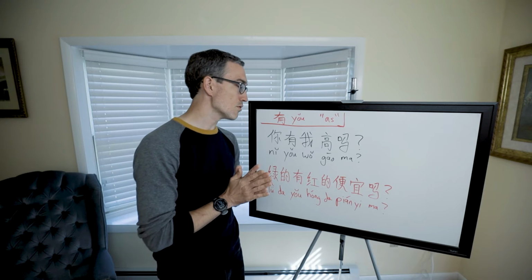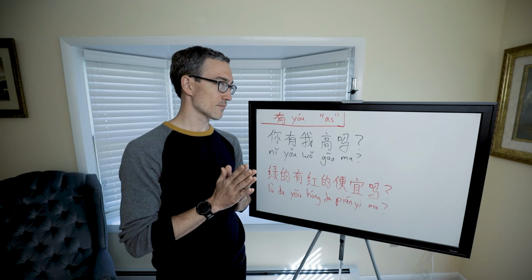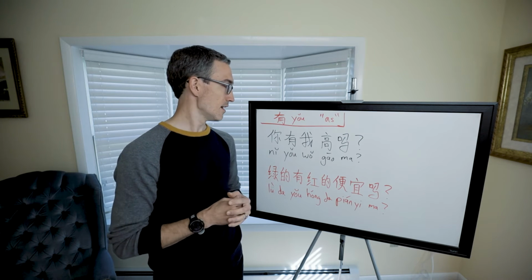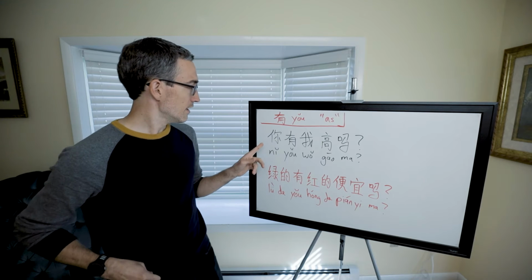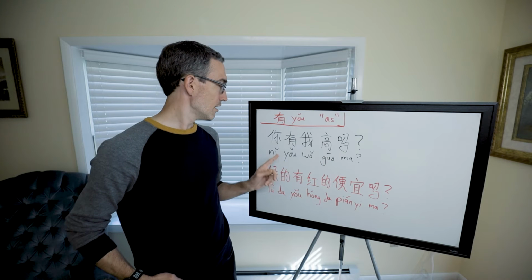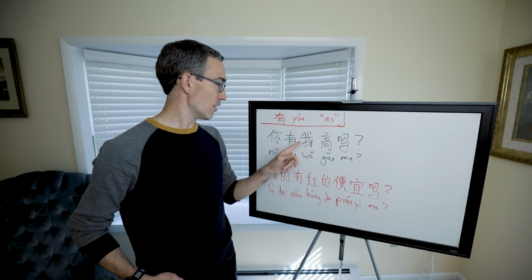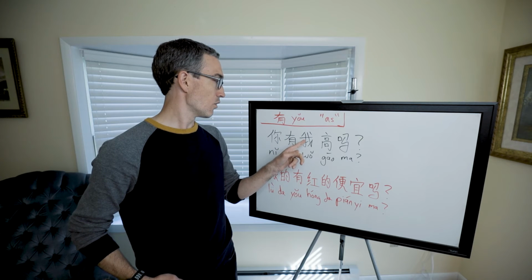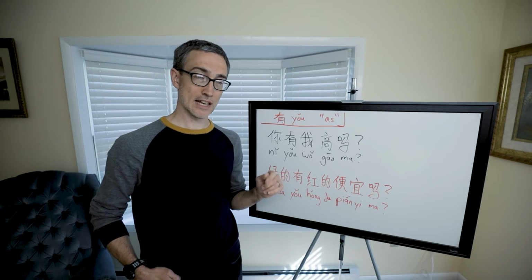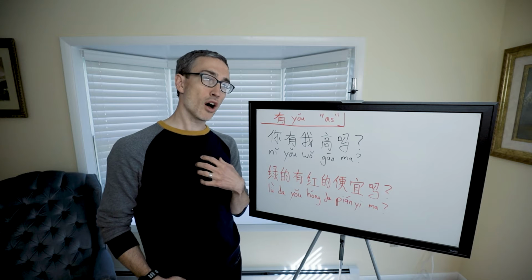This is most often used in questions, though it could be used in statements as well, but you'll see it in questions most. And let me show you how it could look. 你有我高吗? 你有我高吗? You have, or as tall as me? Are you as tall as me? That's what that means. Are you as tall as me? If I wanted to say, are you taller than me?